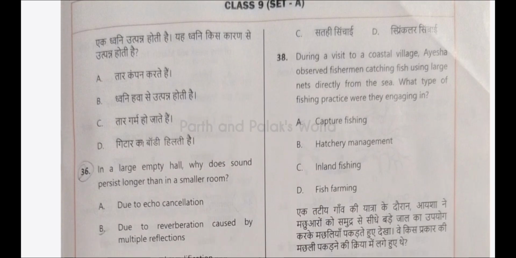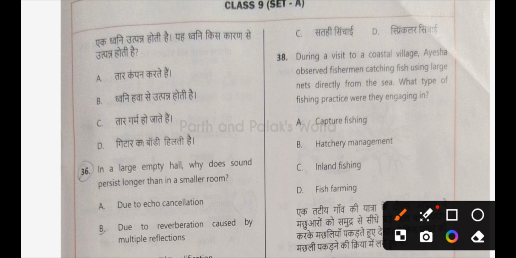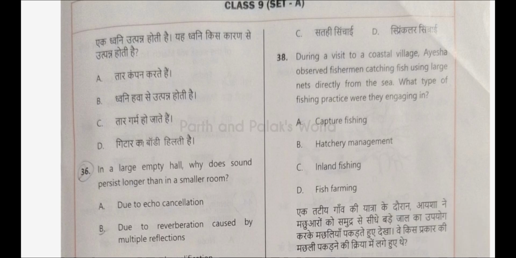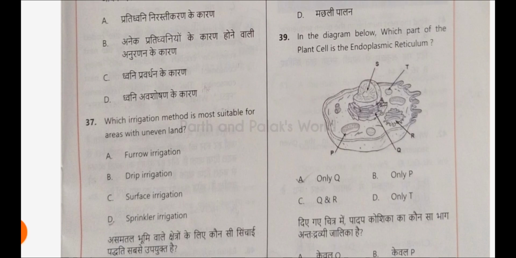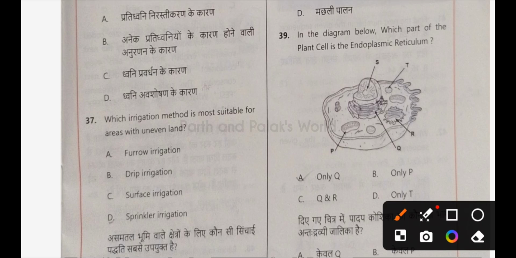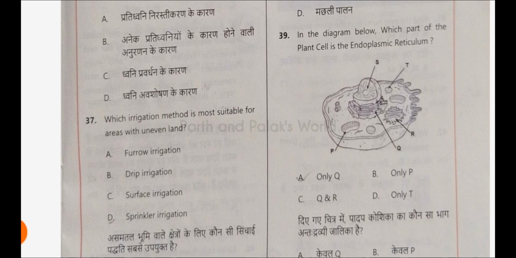During a visit to coastal village, Aisha observed fishermen catching fish using large nets directly from the sea. What type of fishing practice were they engaging in? The answer would be option A, capture fishing. As we move on to question number 39, the answer of this question would be option number A for the cell organelle labeled as Q is denoting endoplasmic reticulum.